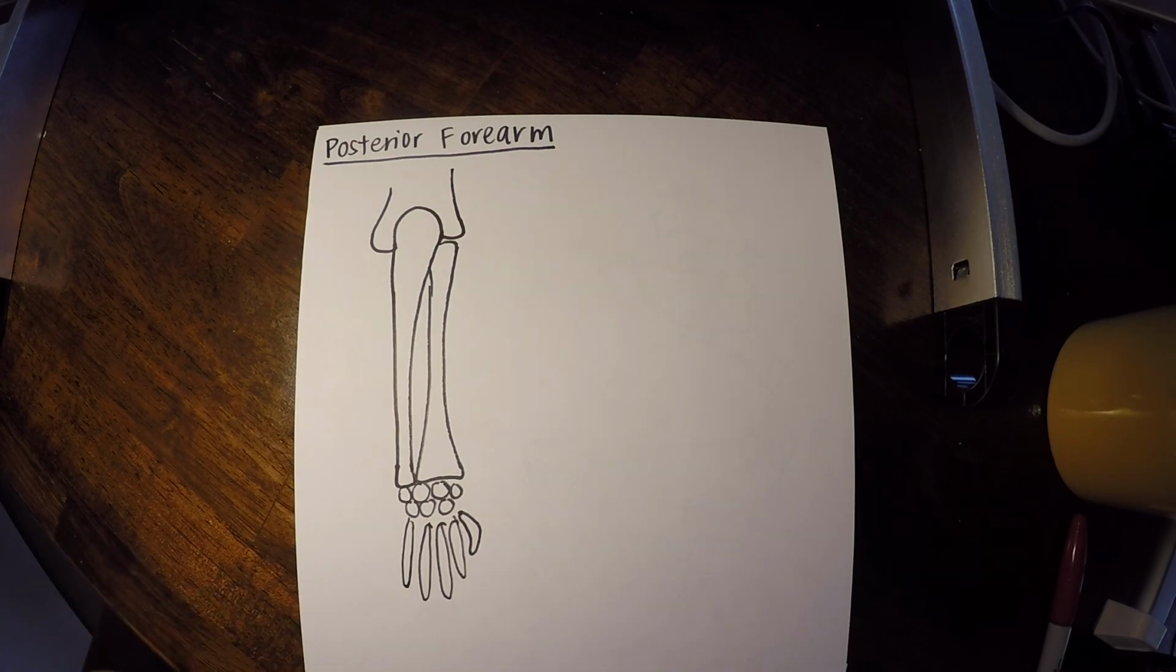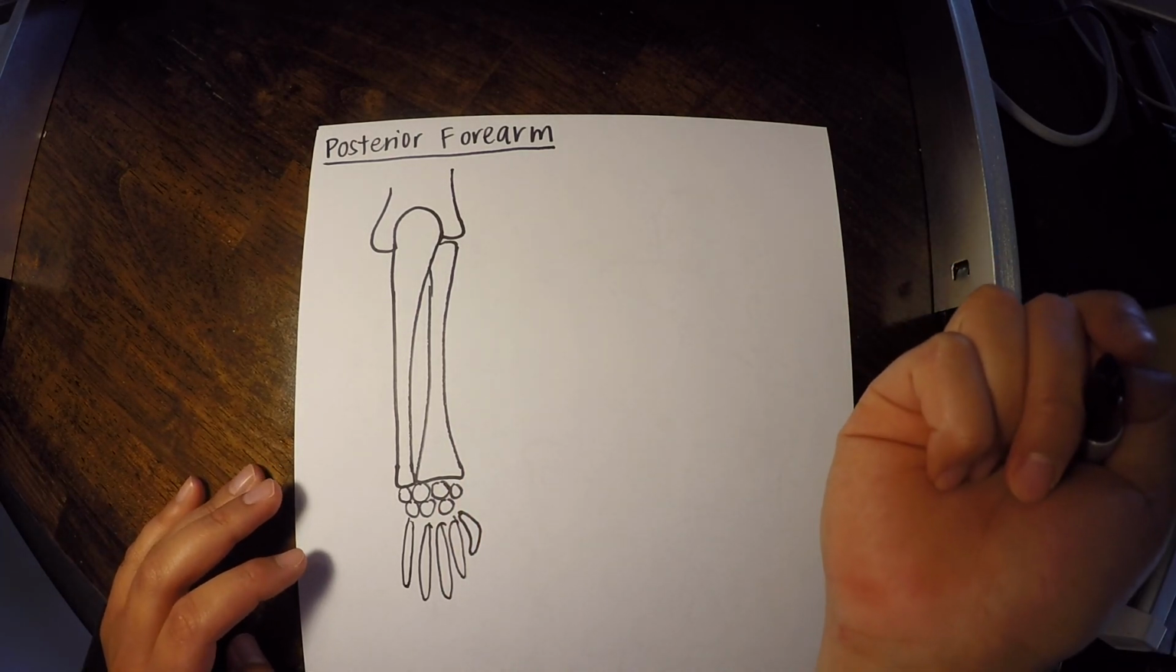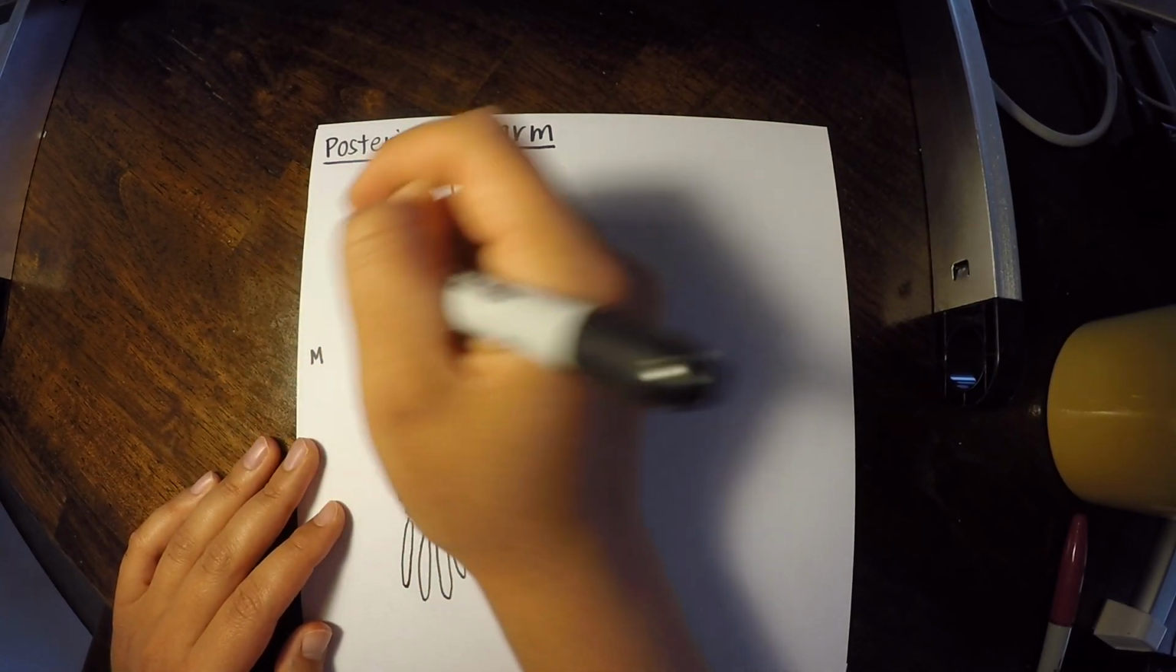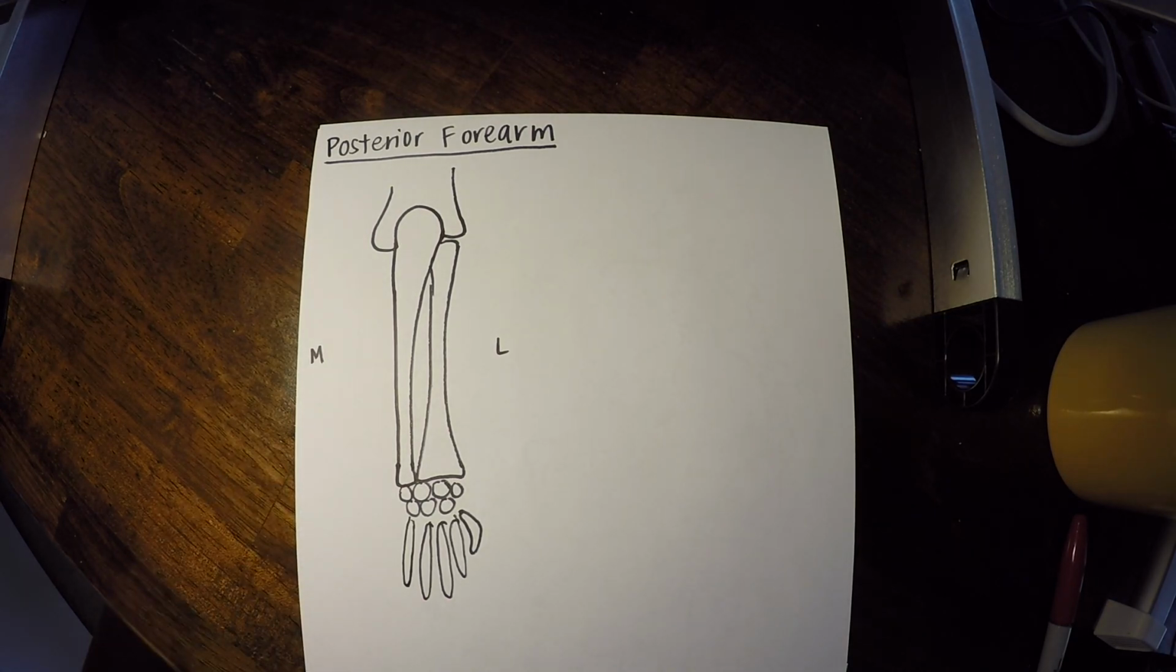So our first posterior forearm muscle is Brachioradialis. I'm just gonna label this as lateral, this as medial for our reference. Now let's draw in Brachioradialis.